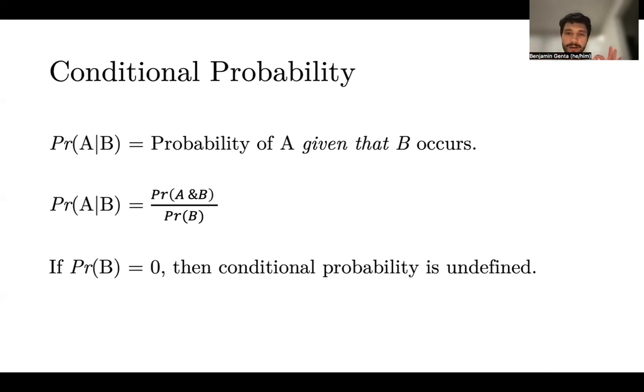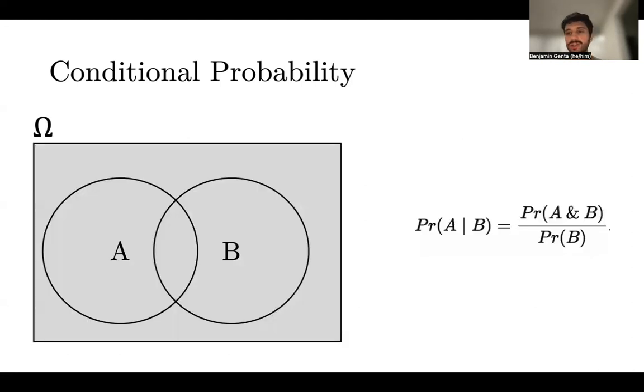But just note a little caveat here that we're dividing by the probability of B. So if the probability of B is equal to 0, then this conditional probability is undefined. It's not that it doesn't exist. It's not that it's 0. It's undefined.